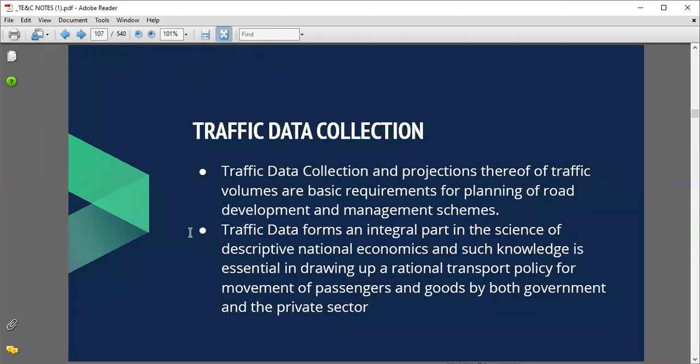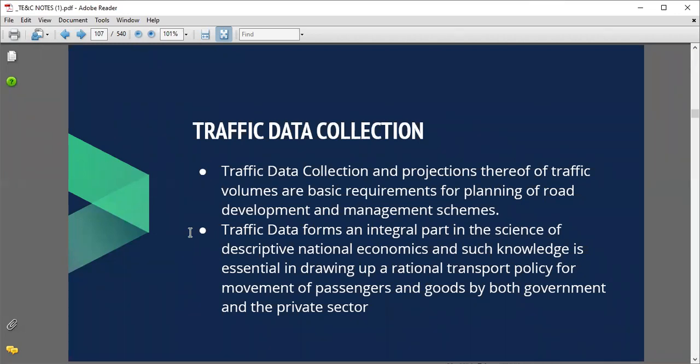Traffic data collection. Traffic data collection and projections: traffic volumes are a basic requirement for planning of road development and management schemes. The first important point is that traffic data collection is an important part here, because it is a basic requirement for the planning of road development and the management scheme.